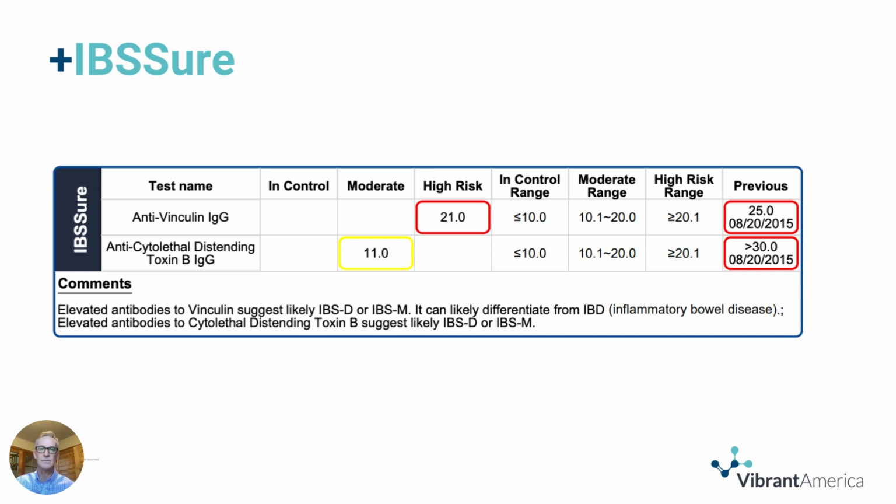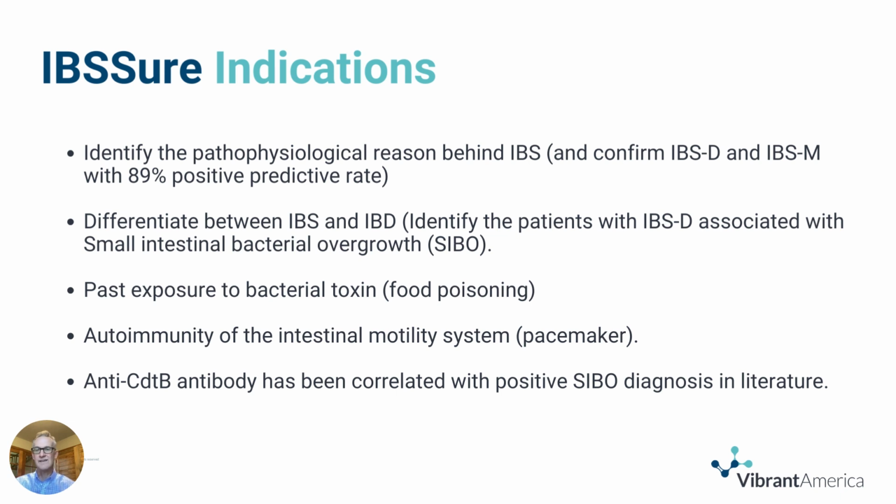And so there's good correlation between elevations of these antibodies and conditions like SIBO. So very highly correlated. So if you're struggling with somebody, you're not sure if they have IBD or they have IBS or what's going on with their erratic bowel movements, this is a great test to look at for that. So it doesn't really have anything to do with fungal antibodies or fungal infections, but nevertheless, excellent extra tool to have at your disposal.